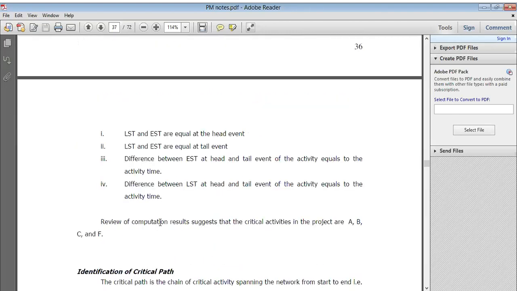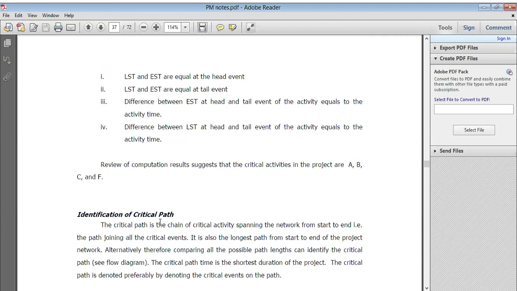Now how do we identify a critical activity? The latest start time and earliest start time are equal at the head event, and the latest start time and earliest start time are equal at the tail event. Then the difference between the earliest start time at the head and tail event of the activity equals the activity time, right? And the difference between the latest start time at the head and tail event of the activity equals the activity time. So a review of the computation results suggests that the critical activities in the project are A, B, C and F, right?